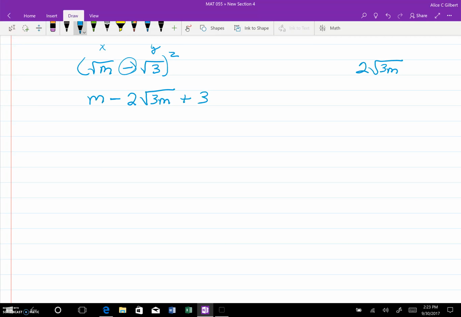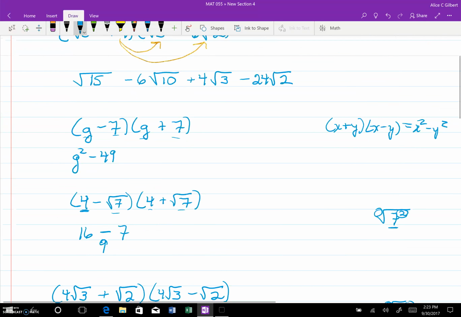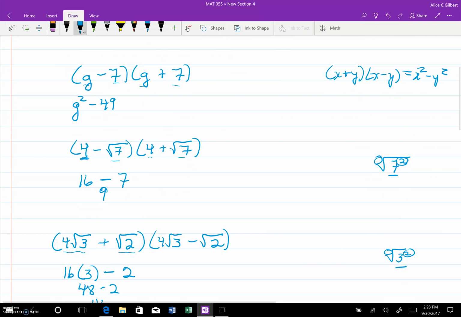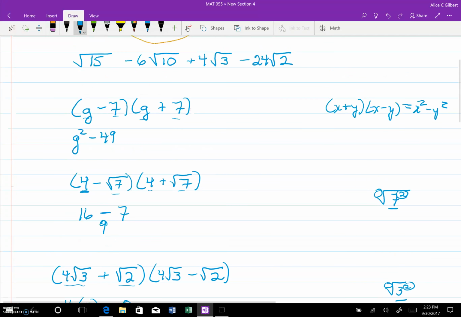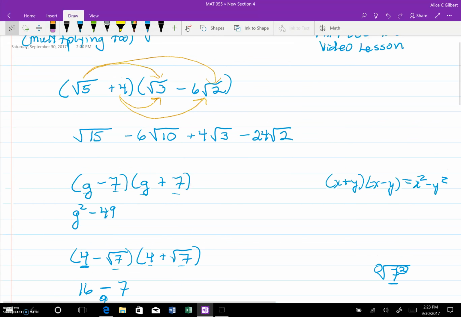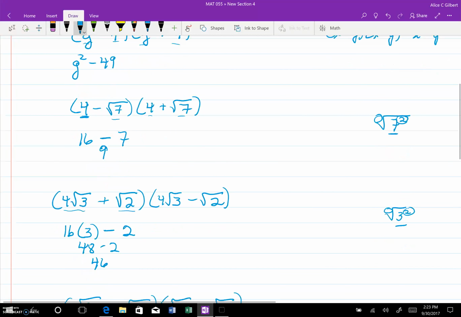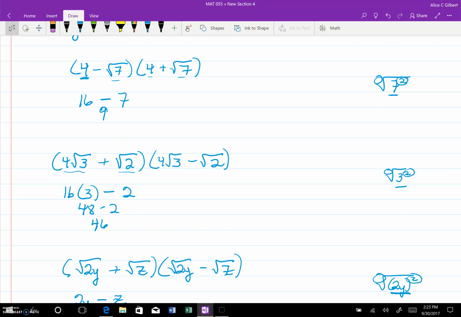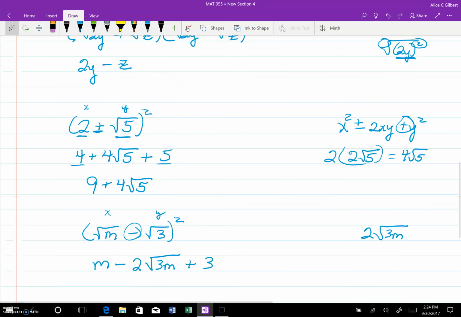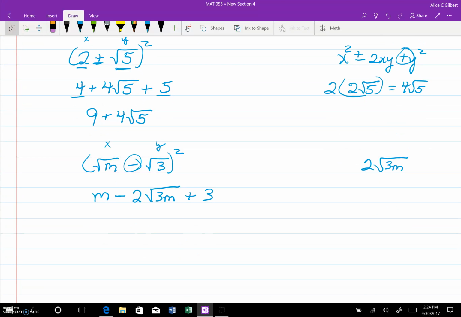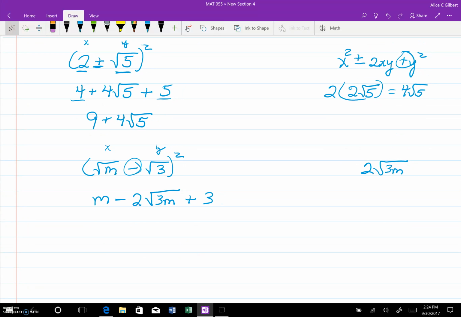So be sure to watch. I mean, sometimes there's no pattern, like this guy up here, our first one, number 1. But then always watch for difference of squares and perfect square trinomial patterns. And that's all there is to this section.